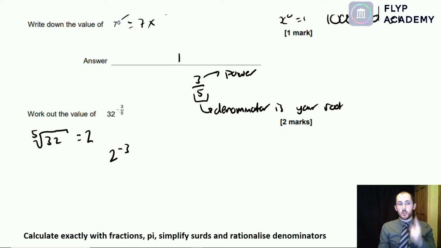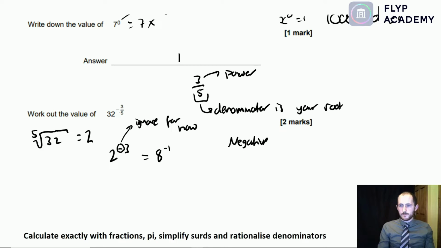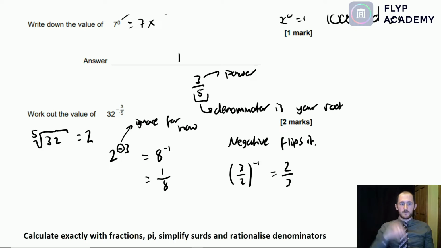So what I do now is I do 2 cubed. Ignore the negative for now. So 2 cubed is 2 times 2 times 2. 2 times 2 is 4, 4 times 2 is 8. So that's 8 to the power of minus 1. The negative just flips it. So instead of 8, I have 1 over 8. If I had 3 over 2 to the minus 1, I would flip it to 2 over 3. The negative just flips it.